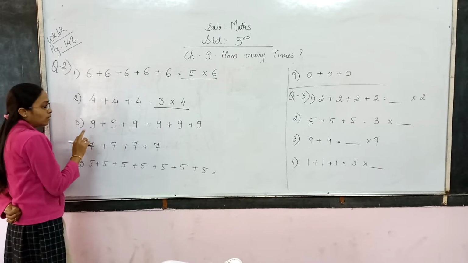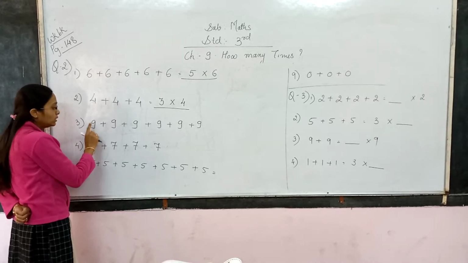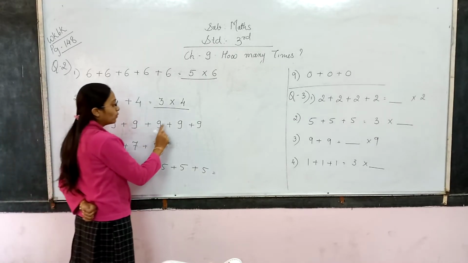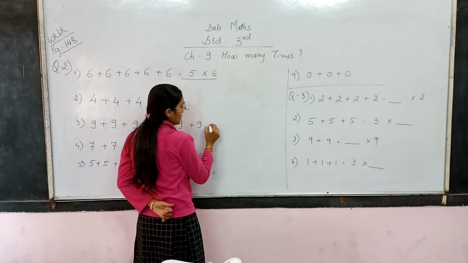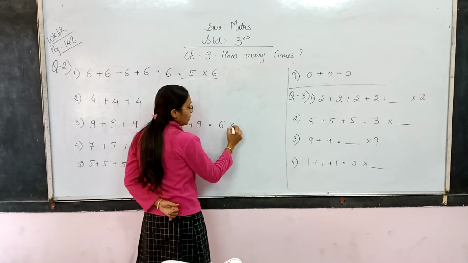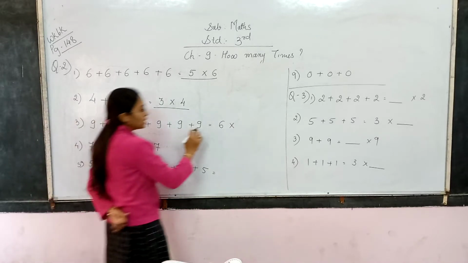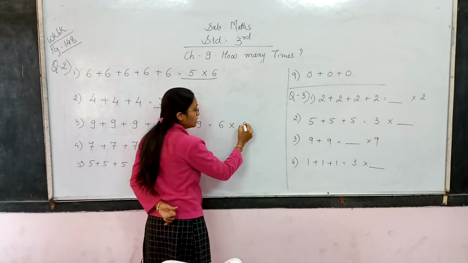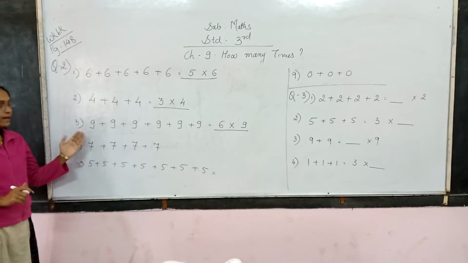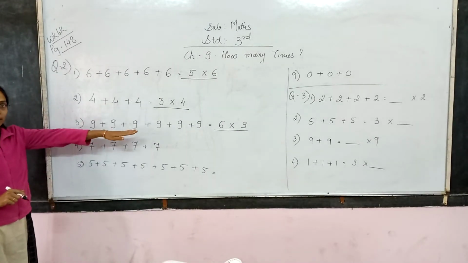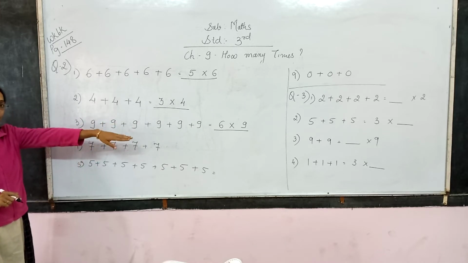Here the number is 9 and how many times is it repeated? We'll count it: 1, 2, 3, 4, 5, 6 times. So we write here 6 multiply by the number 9. Same number here. How many times is it repeated? 6 times. And the number is 9. Okay. पहले क्या लिखना है? जो नंबर है वो कितने टाइम रिपीट हुआ है वो हमें लिखना है. उसके बाद जो नंबर दिया है उसको उसके साथ मल्टीप्लाई करना है.